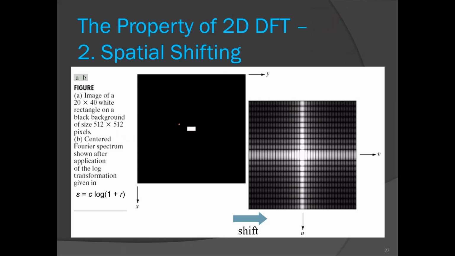Now this is the original image, and this is the Fourier transform of that image. Actually the center is shifted for this image. Here we have a 20 by 40 white rectangle, and the total image size is 512 by 512. This image is enhanced by applying a log transformation, because there will be very little brightness in the original Fourier transform image. So we enhance the image using a log transformation.